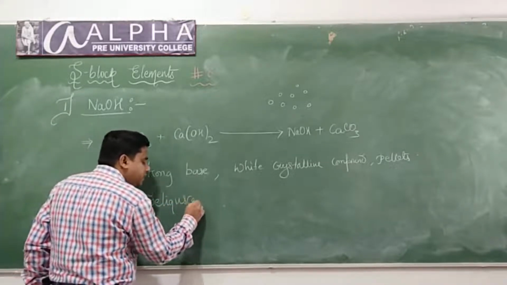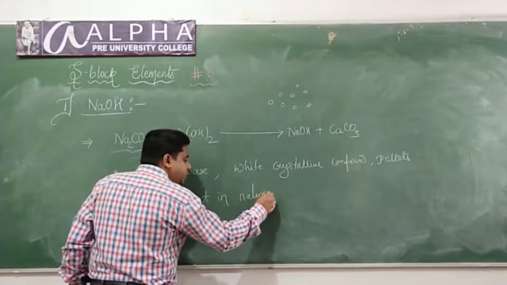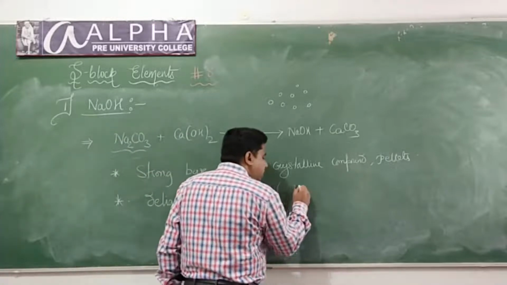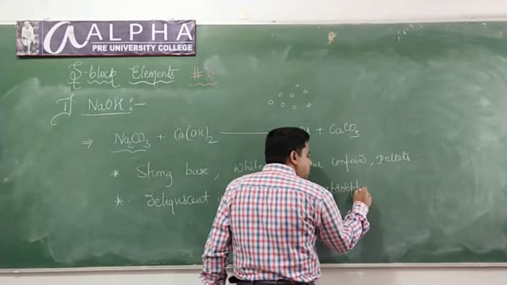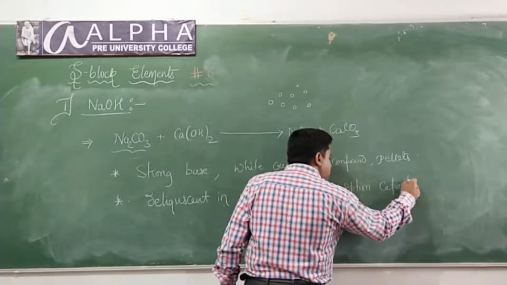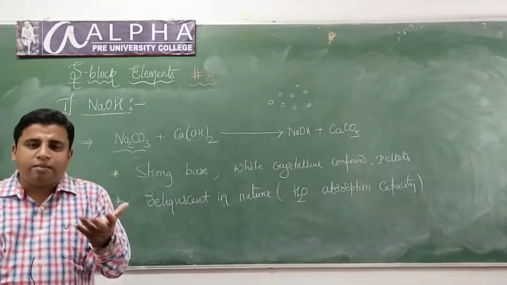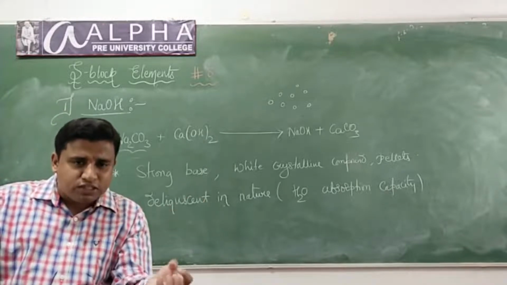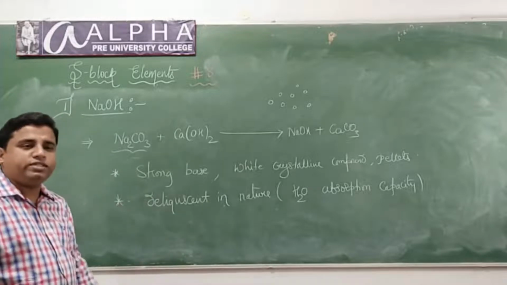What do you mean by deliquescent in nature? Deliquescent means it has water absorption capacity. Water absorption capacity is called deliquescent nature. That means when sodium hydroxide is exposed to air, it will absorb the moisture. That is called deliquescent in nature.